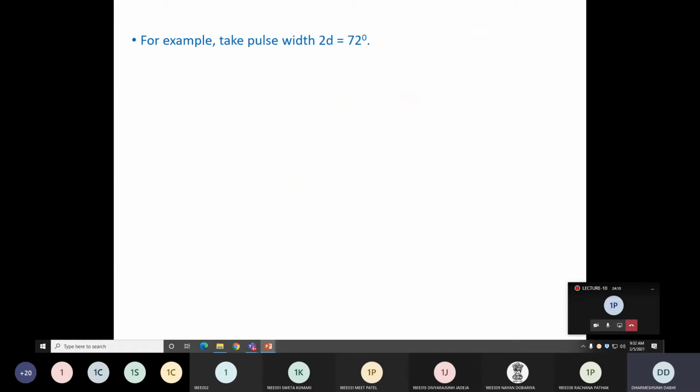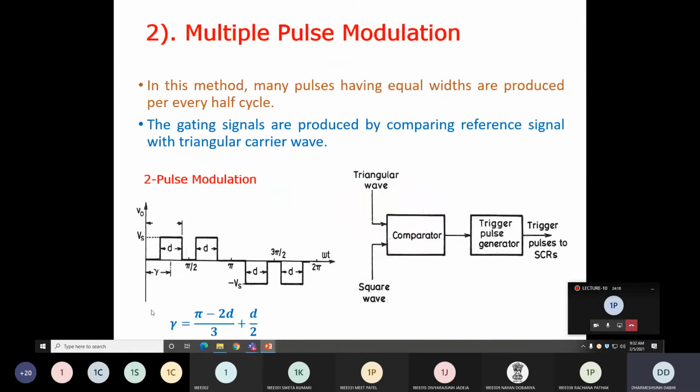2d is equal to 72 degree. It means the width of this output pulse d is equal to 36 degree. Suppose the width of this output pulse, one pulse, is 36 degree.